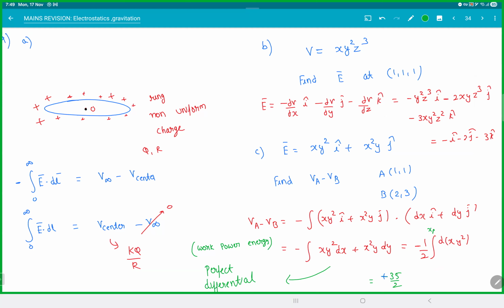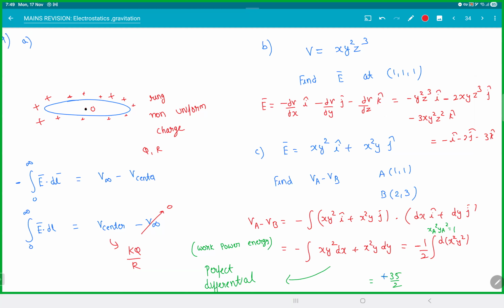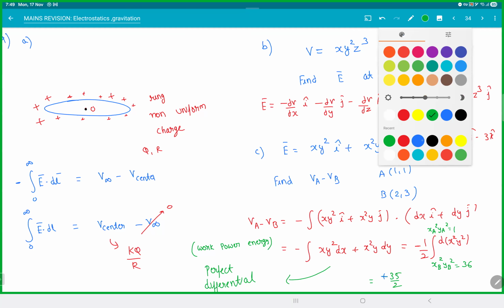This is XA square, YA square. You have to be careful that the signs are important because there'll be two options. One is plus and one is minus. B is your initials, XB square, YB square. Yeah, plus 35 by 2. Clear with that?